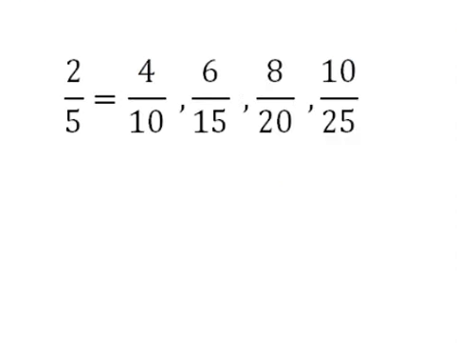Okay, well, hopefully this is what your answer looks like. You can see that if we multiply the top and bottom of 2/5 by 2, you get 4/10. By 3 over 3, you get 6/15. By 4 over 4, you get 8/20. By 5 over 5, you get 10/25.